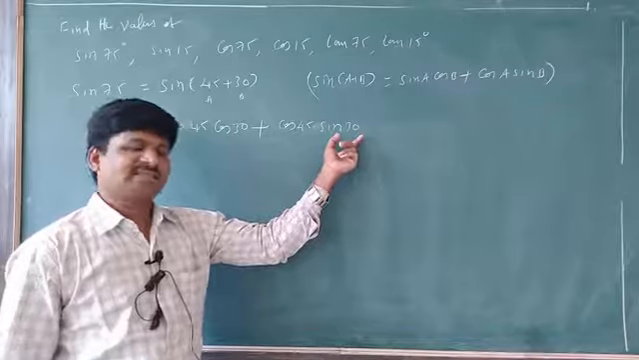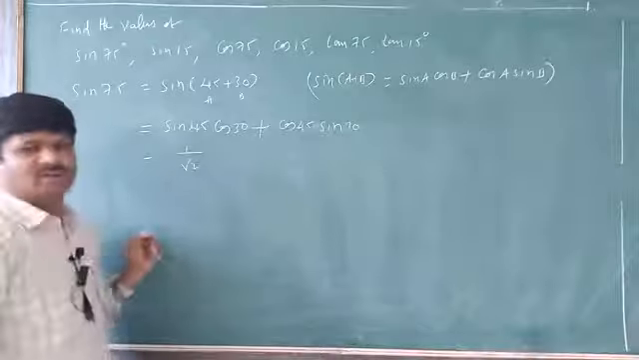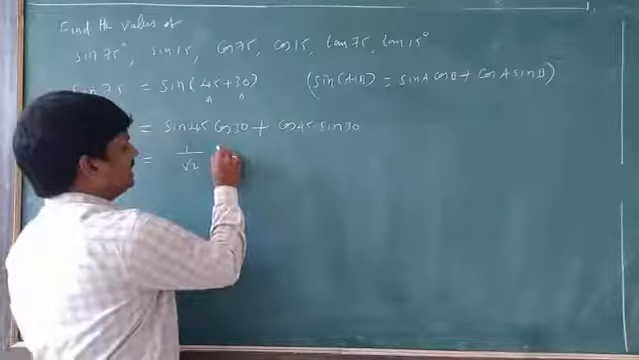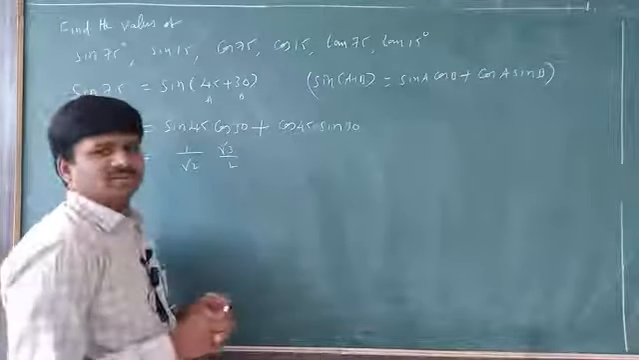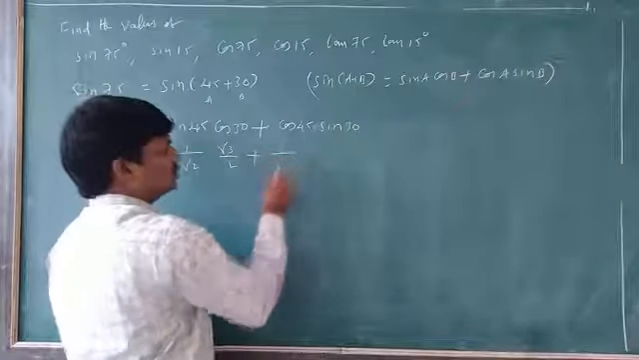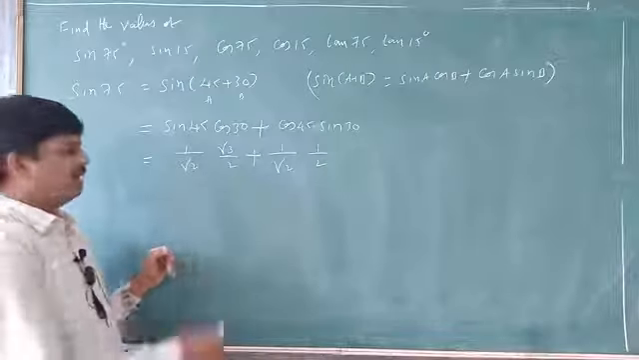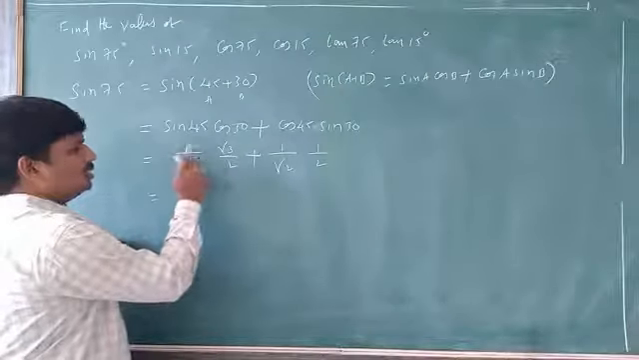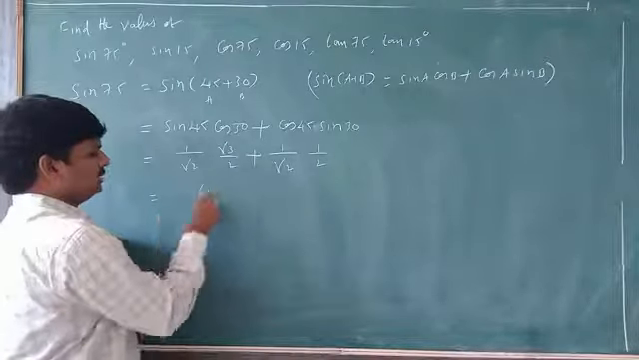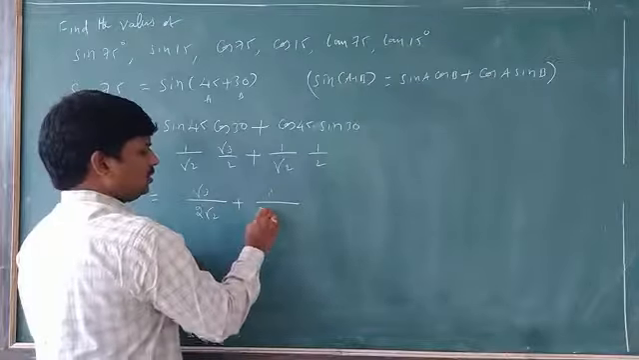So the sin 45 value is 1 by root 2, cos 30 value is root 3 by 2. Remember these values. Plus cos 45 value is 1 by root 2, sin 30 value is 1 by 2. Then multiply numerators and denominators: root 3 into 1 is root 3 by 2 root 2, plus 1 into 1 is 1 by 2 root 2.